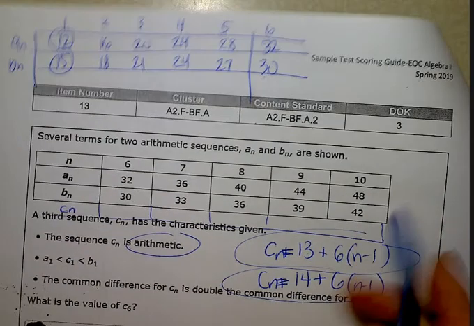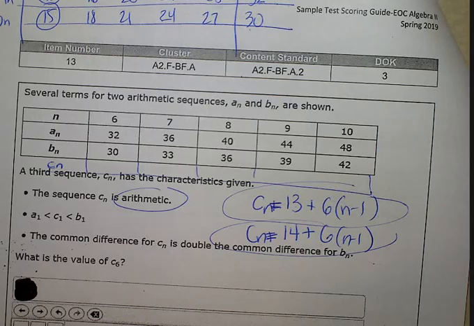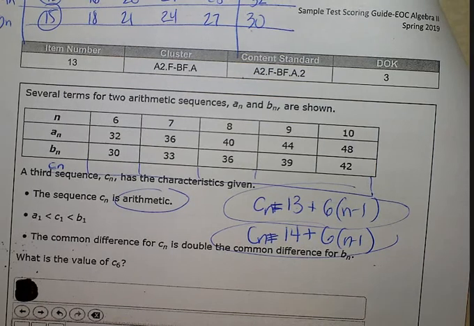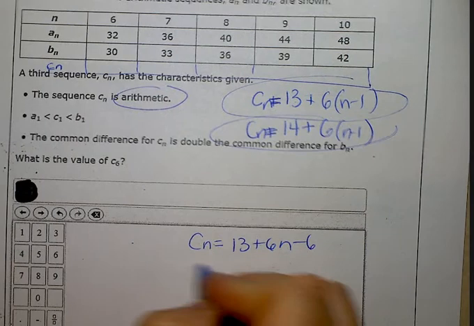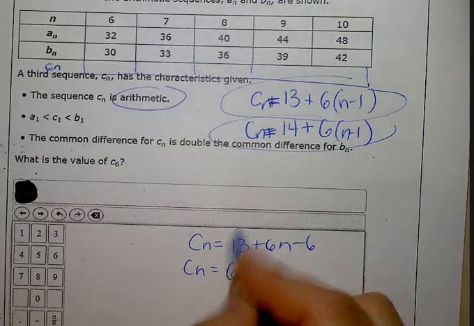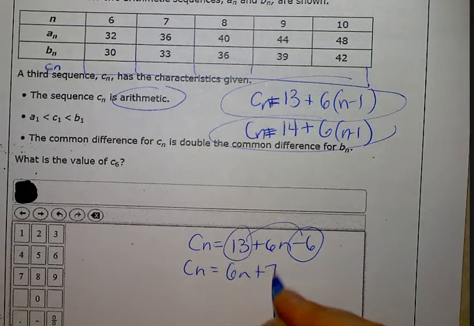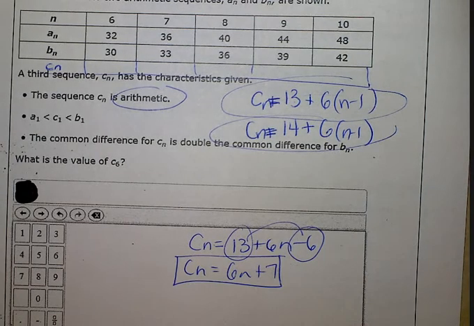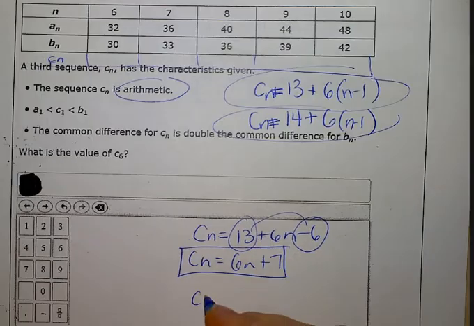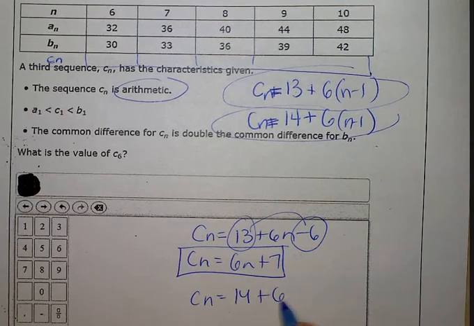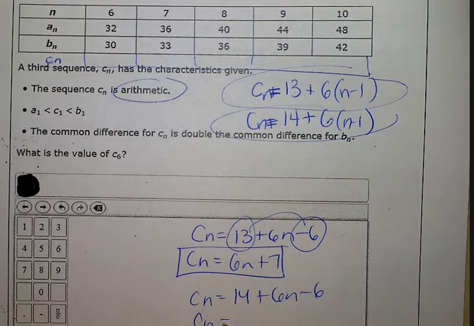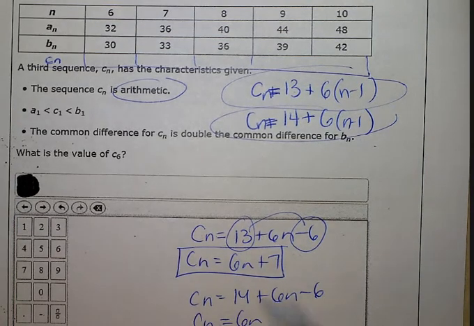So let's say the first option for an equation is going to be 13 plus 6n minus 6. So C sub n equals 6n plus 7. That could be the equation. Or I could have C sub n equals 14 plus 6n minus 6, which is C sub n equals 6n plus 8.